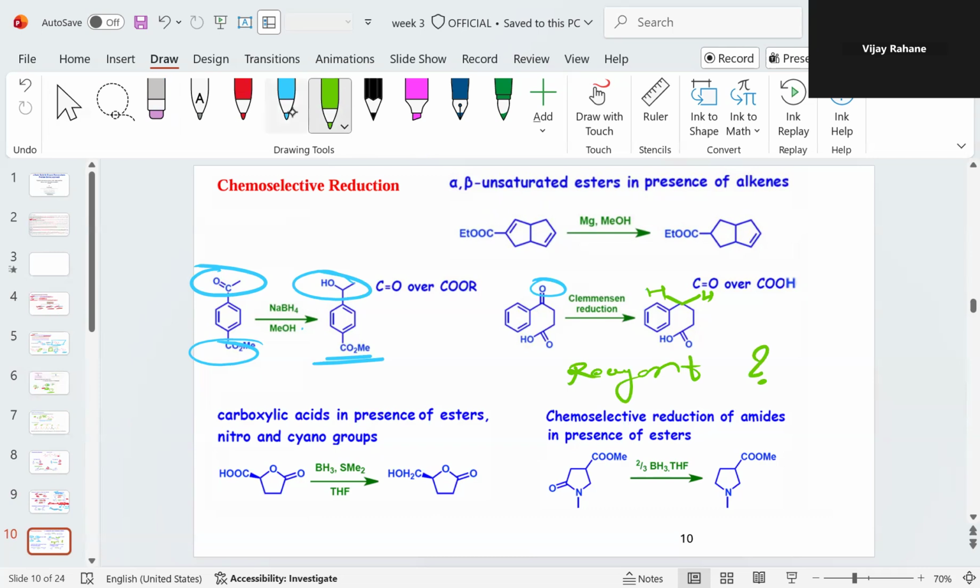So there are two different types of reduction for converting such a carbonyl to the alkene. One is the Clemmensen reduction, and another one is the Wolff-Kishner reduction. So you just do some homework. What is the reagent condition for the Clemmensen reduction, and what is the reagent condition for the Wolff-Kishner reduction? So this is a question for you.